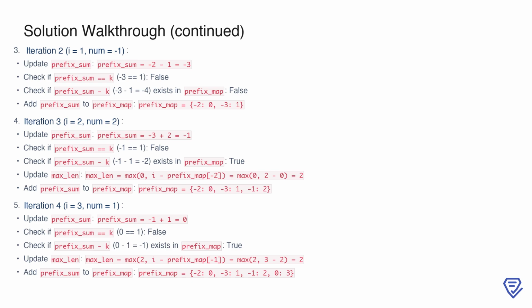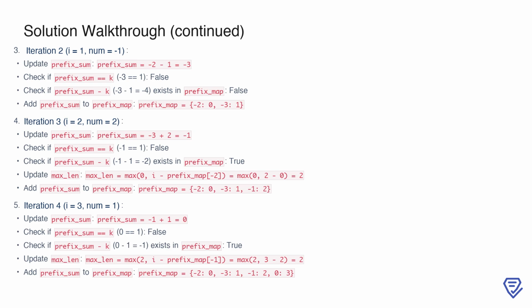In the third iteration, where i equals 2 and num equals 2, updating prefix_sum results in -1. This still does not equal k, but prefix_sum - k equals -2 is found in prefix_map at index 0. Using this, we calculate the subarray length as i - prefix_map[-2], which is 2. Since this is greater than our current max_len, we update max_len to 2. We then add prefix_sum with its index to prefix_map.